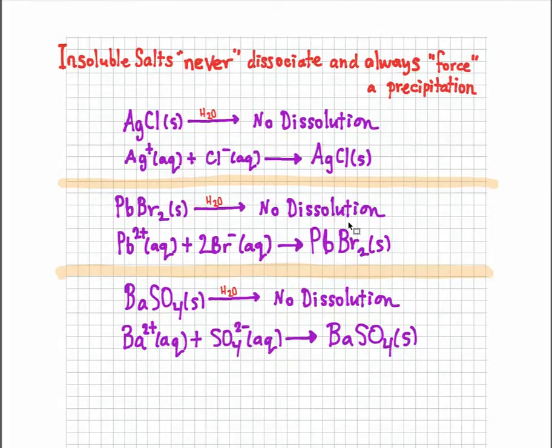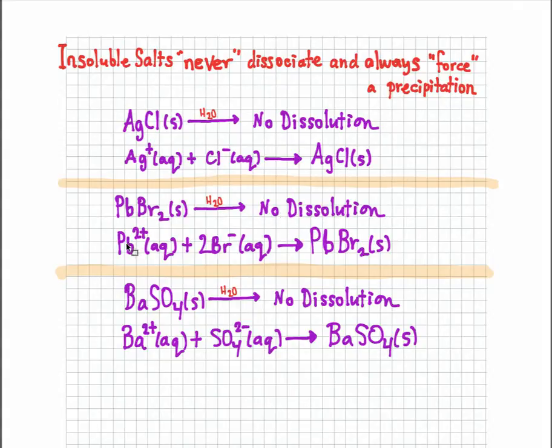Similarly, insoluble salts never dissolve. I guess it's the opposite, isn't it? Silver chloride solid never dissolves. Turn it backward. Will silver ion and chloride ion come together and undissolve themselves from the water? Yes, they will. Lead bromide, no dissociation.